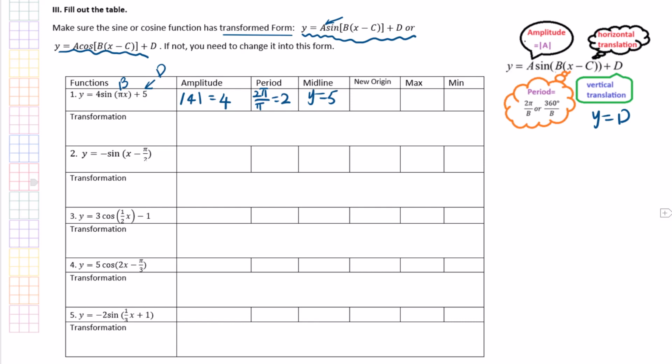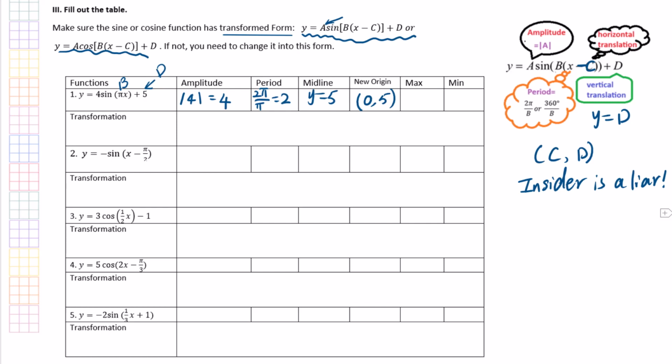New origin will be C, D. Remember here it's negative C. We will change it into a positive C. Inside is a liar. So the new origin will have no horizontal translation. We have a vertical translation, up 5 units.